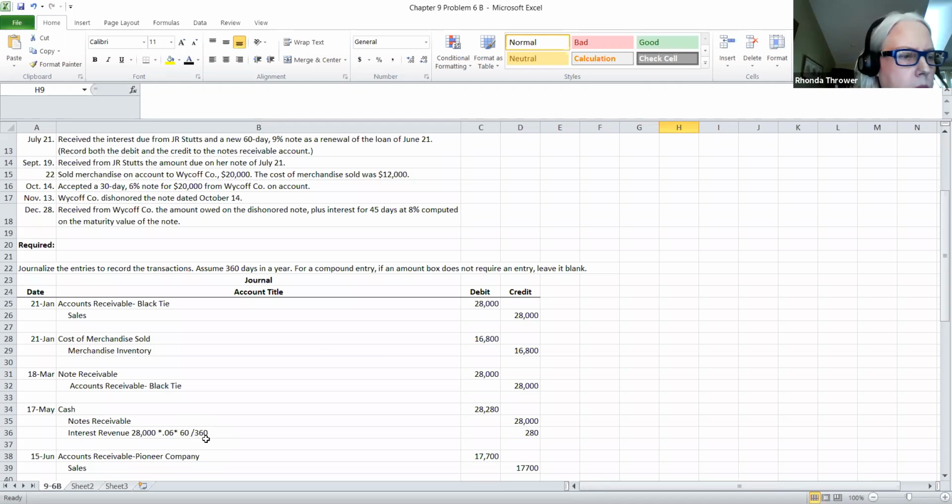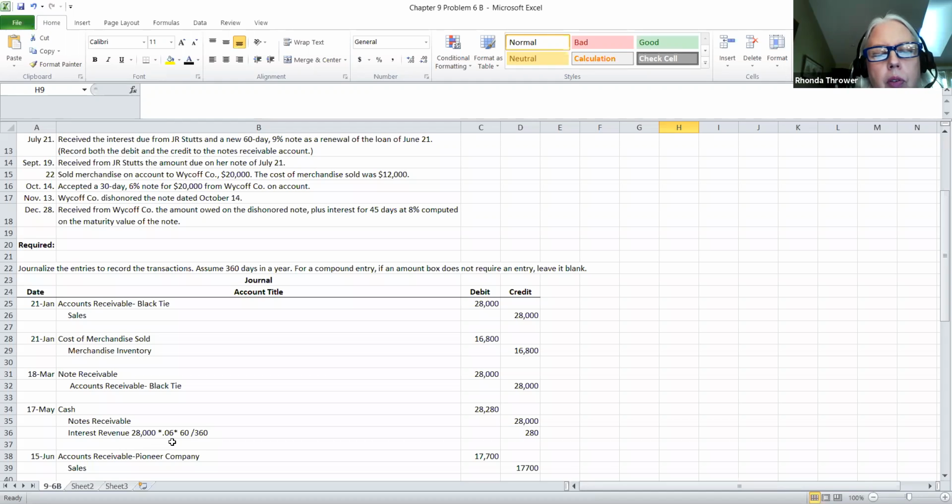And then I also have heard that there was some kind of rule a long time ago where, at one time, there were like five major holidays, and so that's why they use 360. But I think your textbook states that they use it because they think it'll make it easier on your calculations. But 60 is the term. That's the length of the note, the time that you allowed this customer to have this note outstanding. And then 360 is showing that this is an annual interest that we're calculating.